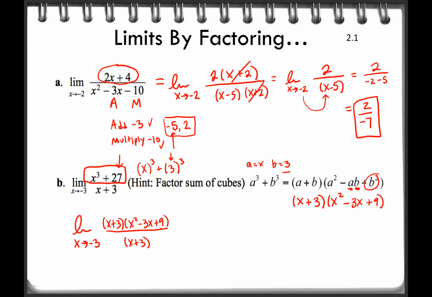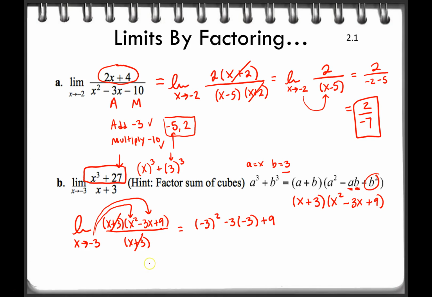Okay, hopefully you see something good here. You can see that my x plus 3's cancel. And now I'm going to go ahead and say, oh, now I can plug in the -3. Now I'm not going to have a 0 in the denominator. So everywhere I see an x, remember, keep your parentheses when you're substituting in. So that'd be -3 quantity squared minus 3 parentheses -3 plus 9.